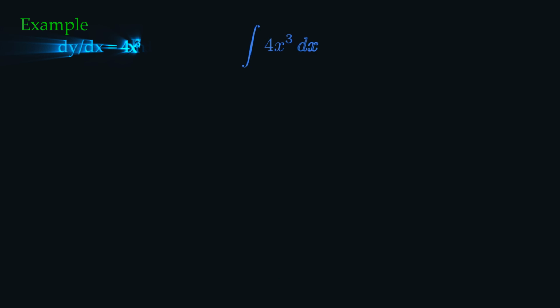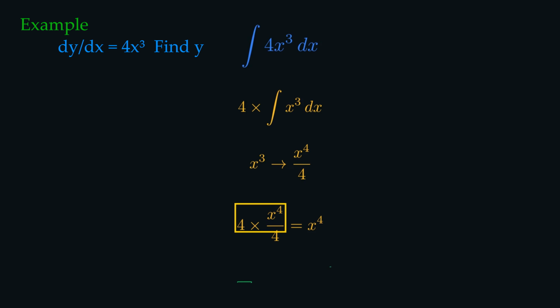Example: if dy dx equals 4x cubed, find y. Ignore the 4 temporarily. Integrate x cubed by increasing the exponent to 4 and dividing by 4 to get x to the fourth over 4. Multiply by 4 to get x to the fourth. Add c. The answer is y equals x to the fourth plus c.